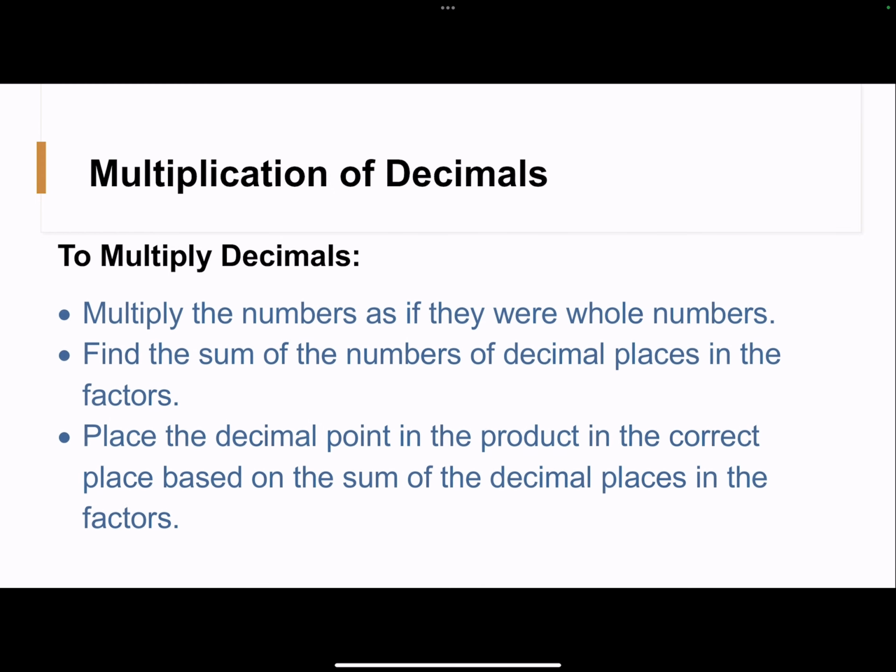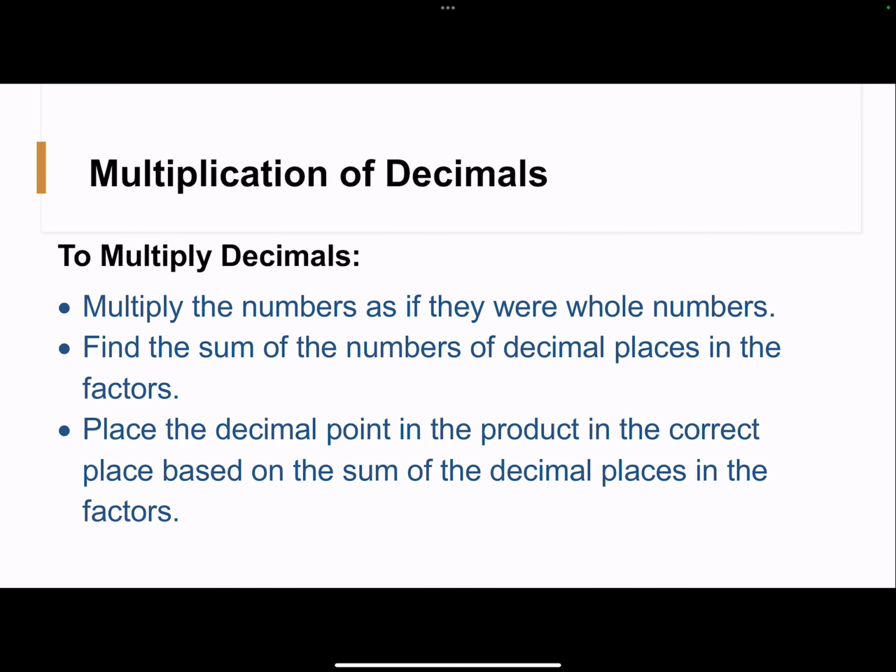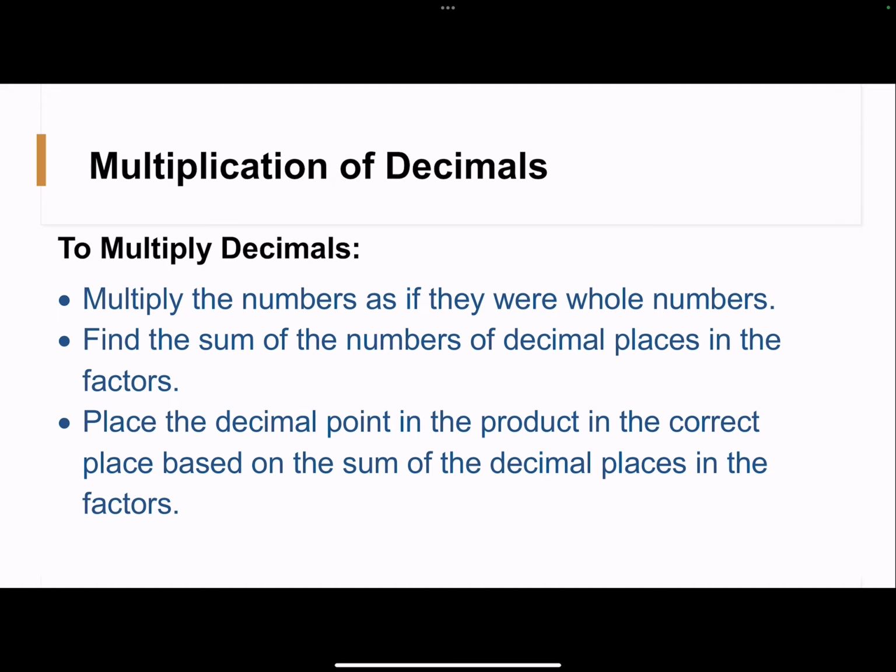When we multiply decimals, it's different than adding or subtracting. We're still going to multiply the numbers as if they're whole numbers. But we want to find the sum of the number of decimal places that we have in our factors. And after we've multiplied all of our whole numbers together, we place a decimal point in the product, or the answer of that multiplication problem, in the correct place based on the sum of the decimal places in those two factors. Okay, so let's look at an example of what we mean by that.